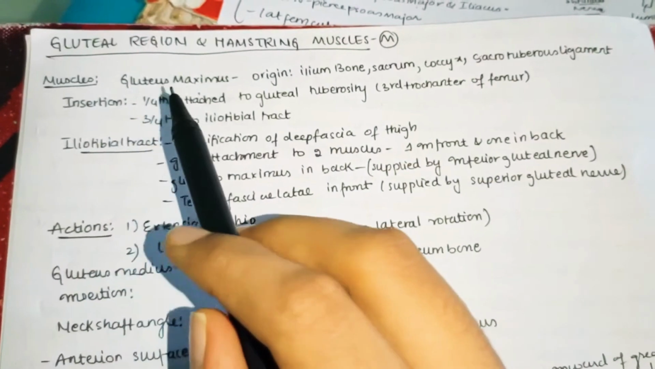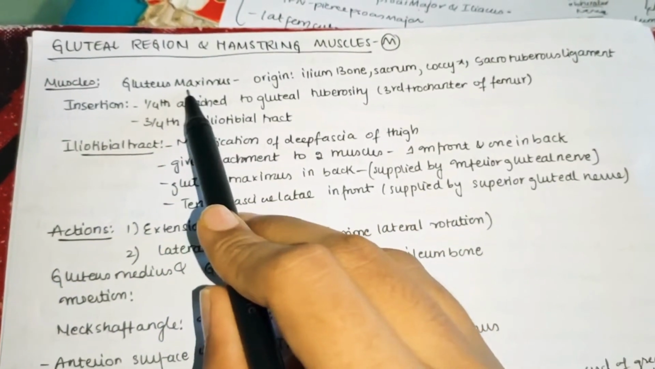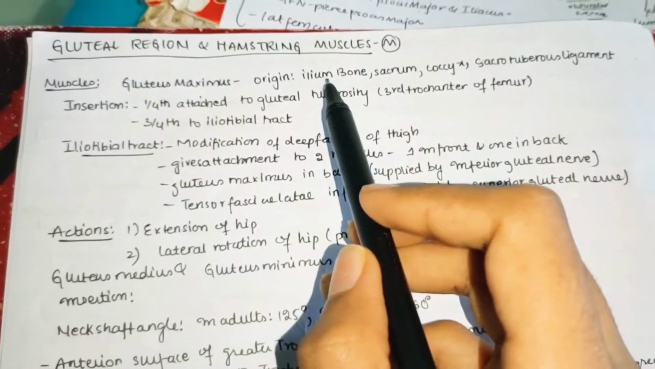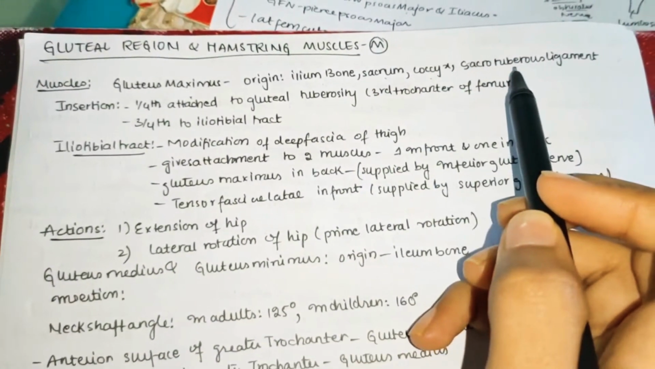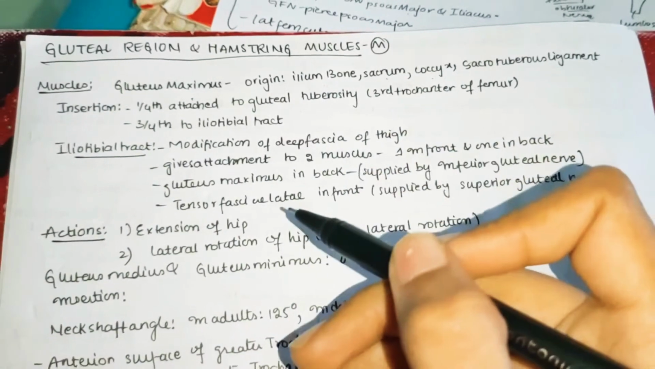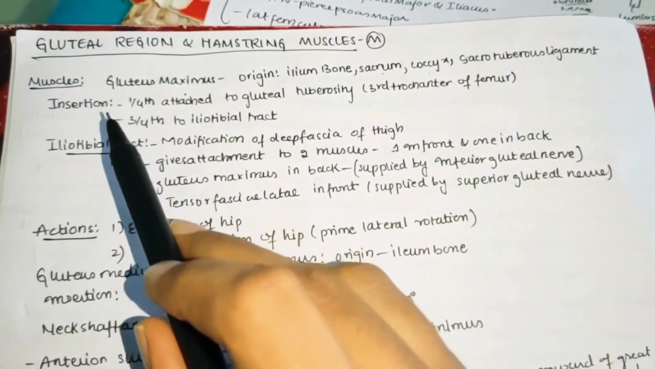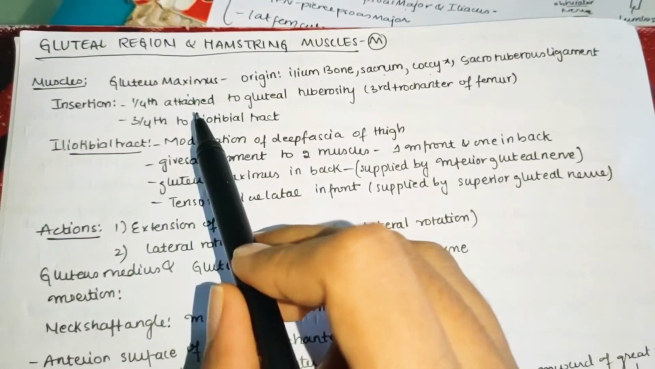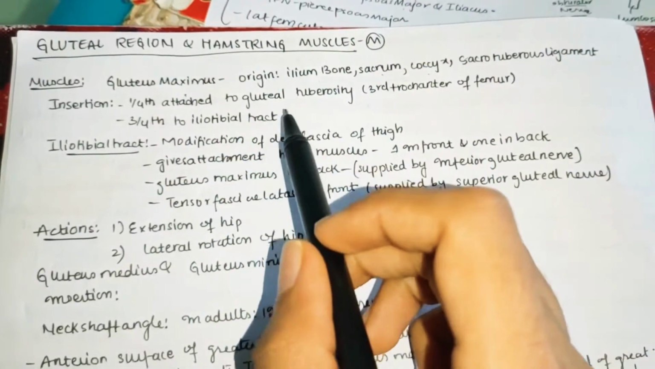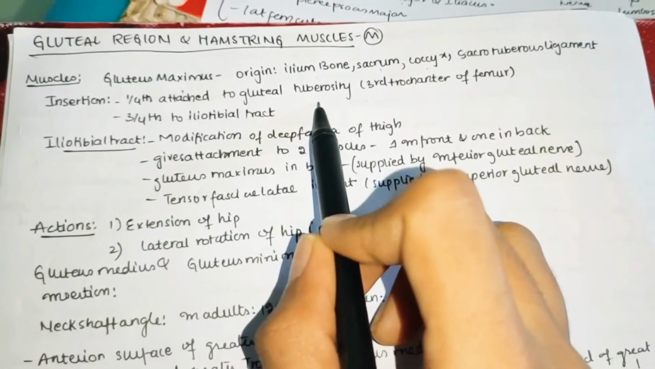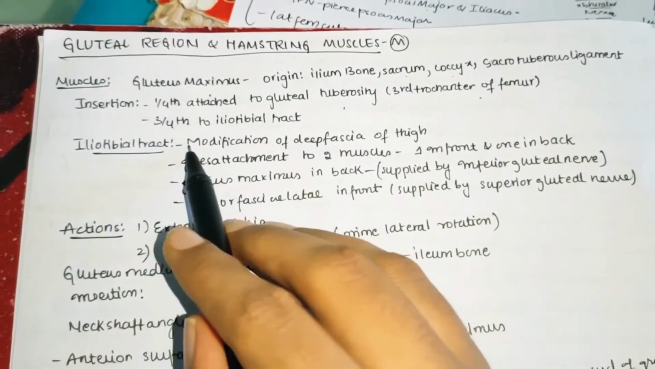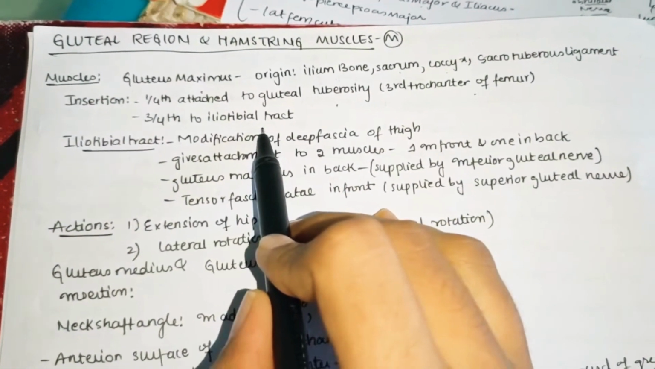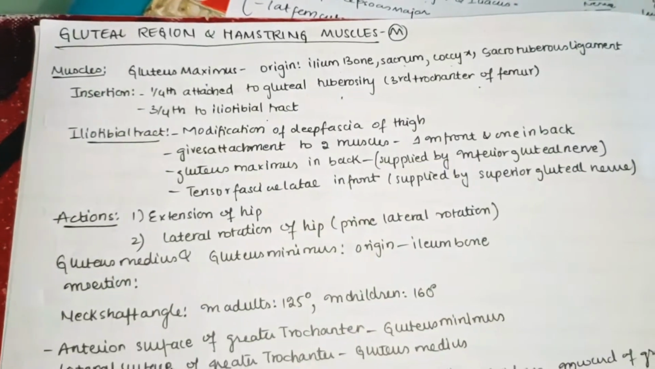So let us see first the bulkiest muscle, that is the gluteus maximus. Its origin is from the ilium bone, sacrum, coccyx and also the sacrotuberous ligament. I'll show it in a diagram, you'll understand it, okay? Its insertion: 1/4 is attached especially to the gluteal tuberosity, which is also called the third trochanter of the femur, and the 3/4 part is attached to the iliotibial tract. I'll show you in a diagram.